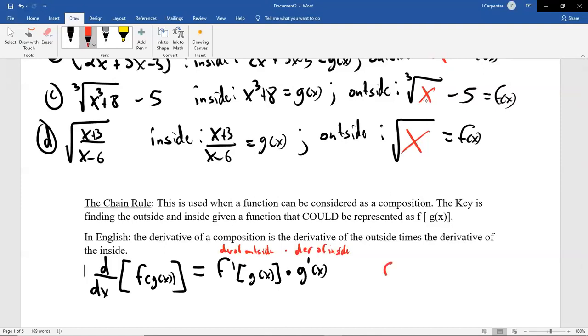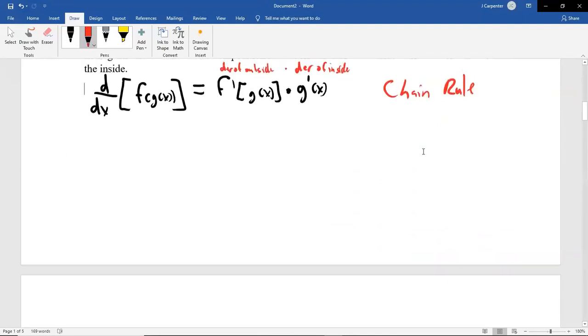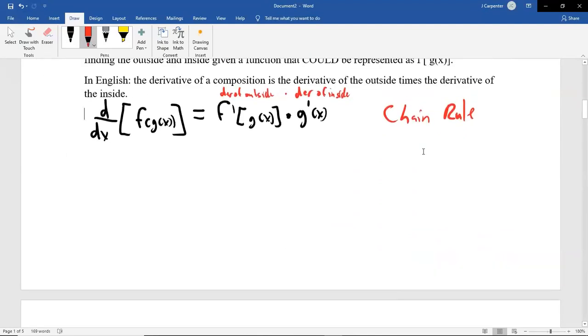So again, this right here is our chain rule. We're chaining derivatives. We're multiplying a derivative of an outside times a derivative of an inside. Derivative of the outside times the derivative of the inside. That's the way I think about it. So when I do examples, I write what the inside is, what the outside is, what the derivative of each of those is, and then multiply. And that's it.